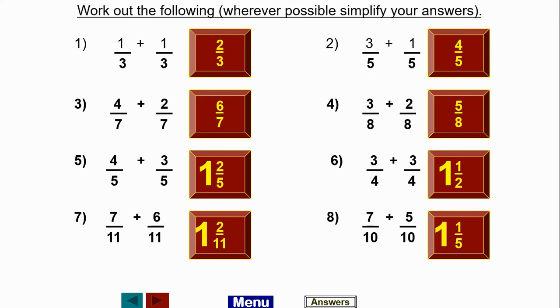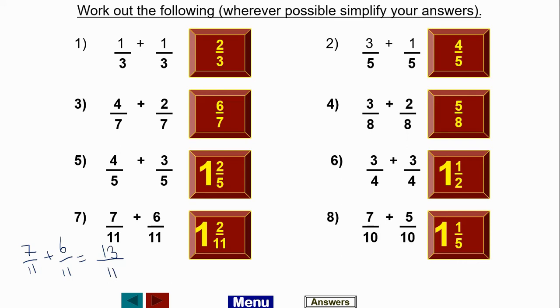Okay, let's have a look at a couple of these. If I look at question 7, if I do the 7 over the 11 and I add that to the 6 over the 11, well, my bottom number is still going to remain out of 11. The top number, the 7 add the 6, becomes 13. So that becomes 13 over 11.